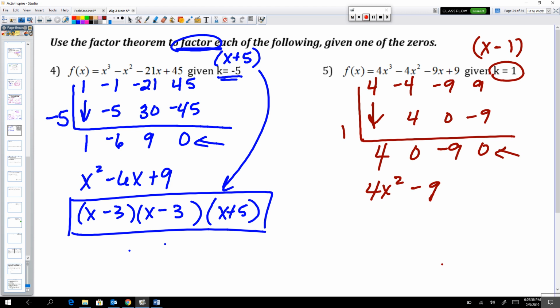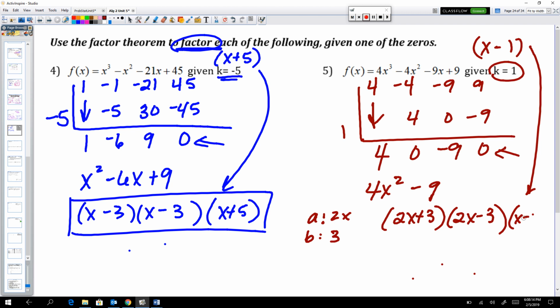This difference of squares, a squared minus b squared, right? A is 2x and b is 3, okay? So the factorization of this is 2x plus 3 and 2x minus 3. And then, of course, we'll take our given factor and bring it in at the end, x minus 1. That is the correct factorization of that question. So again, we're really building on those factoring steps. If you forgot them, go back and relearn them. They will be heavily used in this unit as well as the next unit, so don't let it fall out of your head anytime soon.